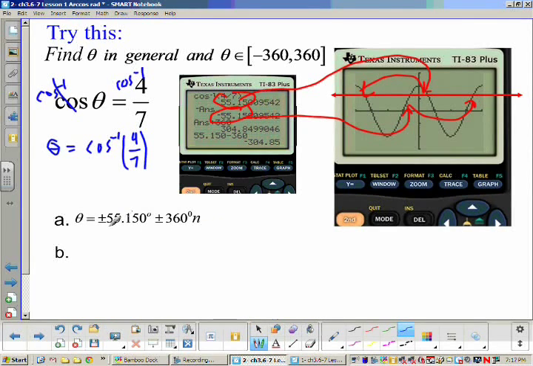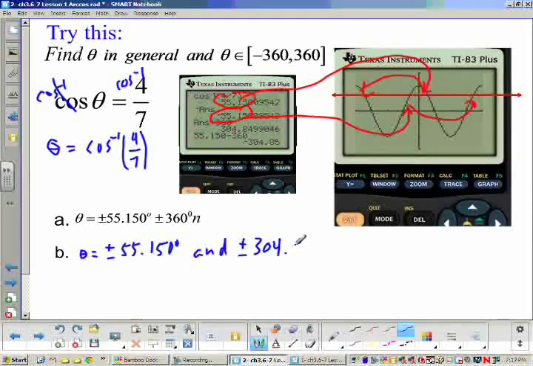And now when I want to find just the values from negative 360 to 360, the way I'm going to write it is theta equals plus and minus 55.150 degrees, and this value of 304 plus or minus. And again, this is because of the symmetry, and we don't have a phase shift. The phase shift will steal some of the nice symmetry we could have in a cosine. So here's my two answers. Hopefully that's what you got.